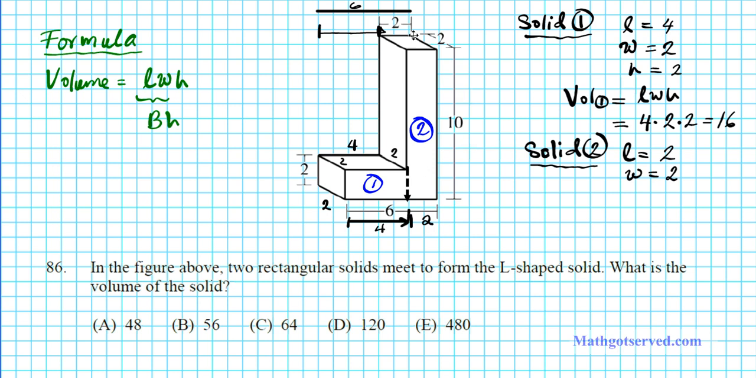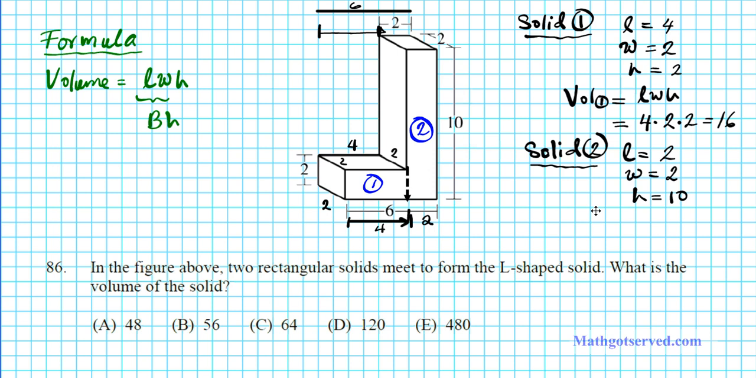Remember, the area of the base is congruent on the top and the bottom. So if you look on the top here, this is the length of 2 and the width of 2 also. All right. And then the height, how tall is solid number 2? Solid number 2 is 10 units long.